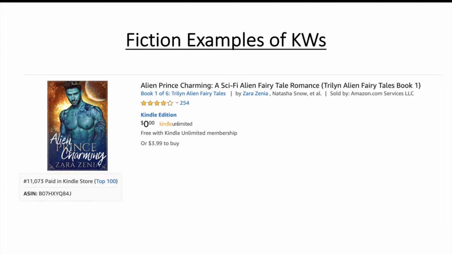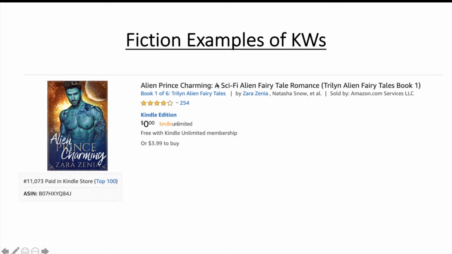So this is a fiction example with keywords. So we got Alien Prince Charming, a sci-fi alien fairy tale romance, and then that's the series name, which is Trillion Alien Fairy Tales Book 1. So we have the title. With fiction, this is what they do usually, where the title is just whatever the book is about. It's not really keyword optimized. The subtitle is where they include the keywords.